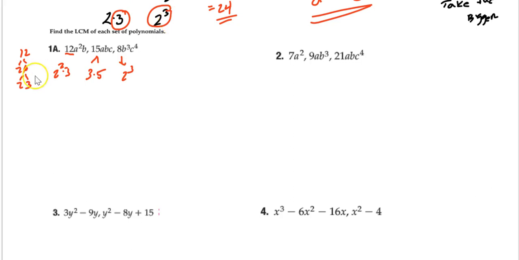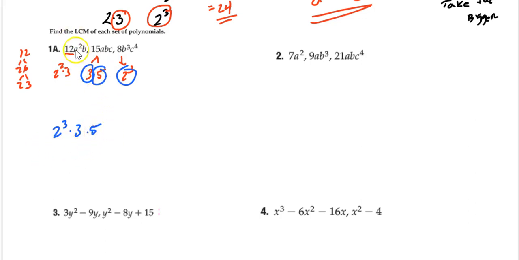So let's take one of each. I need 2. The biggest 2 is right here, so 2 cubed. I need a 3. It doesn't matter which one I take, they're both the same. And I need a 5. So that's my LCM for the numbers.